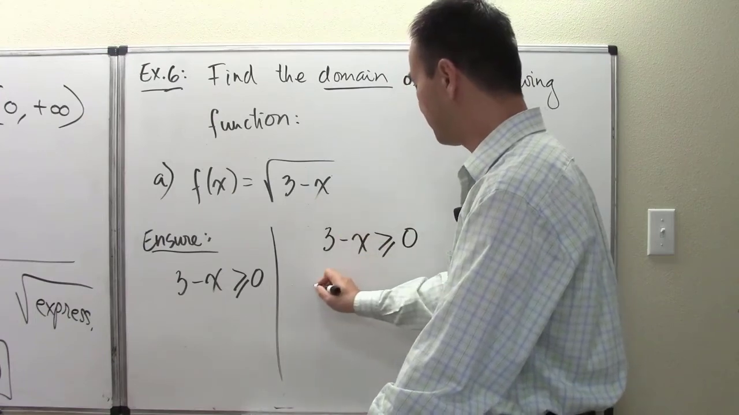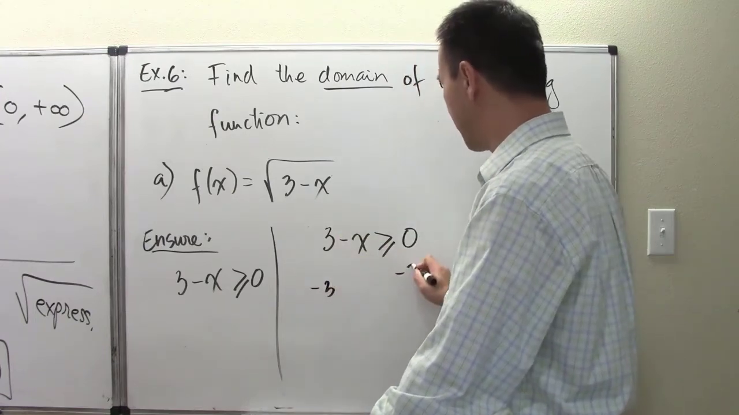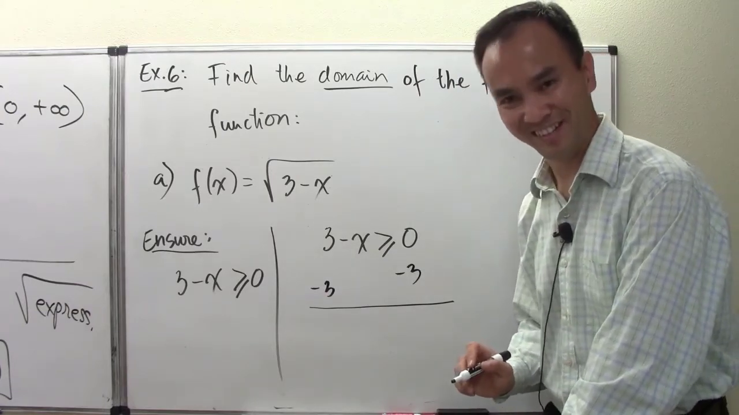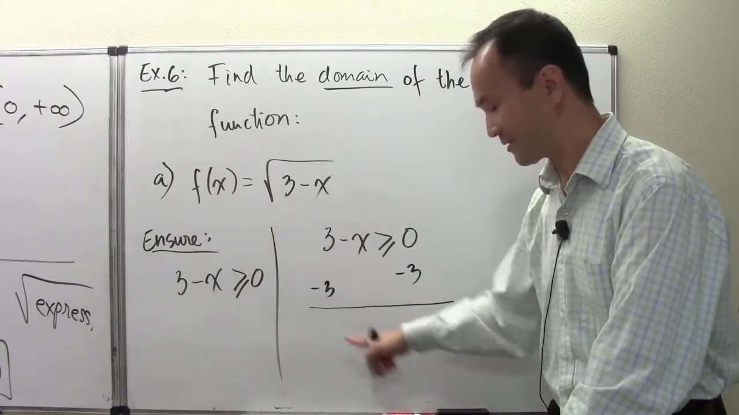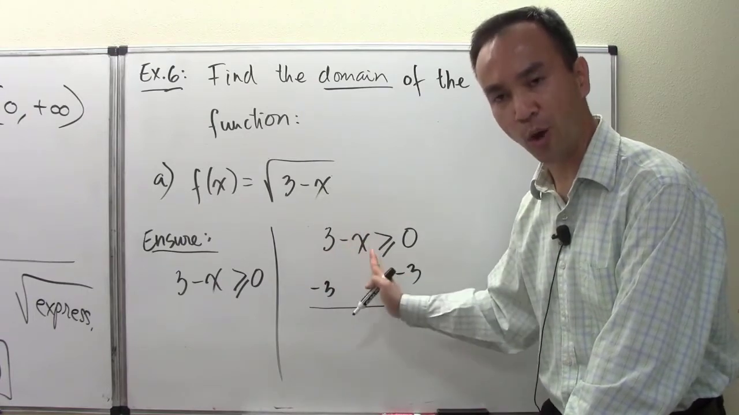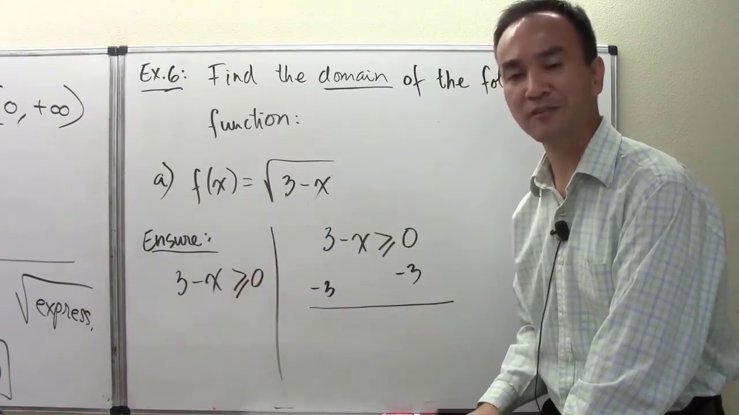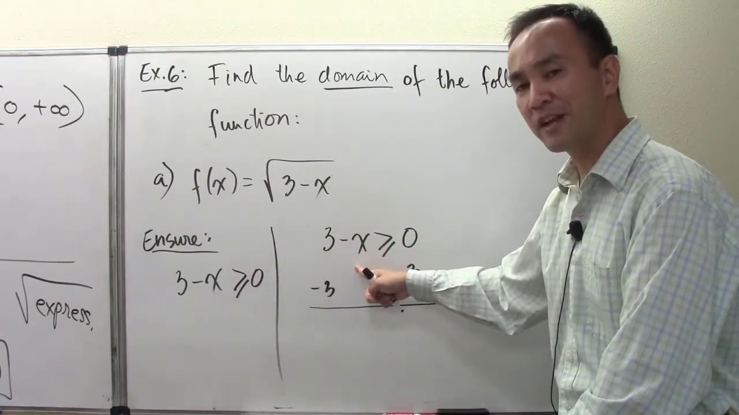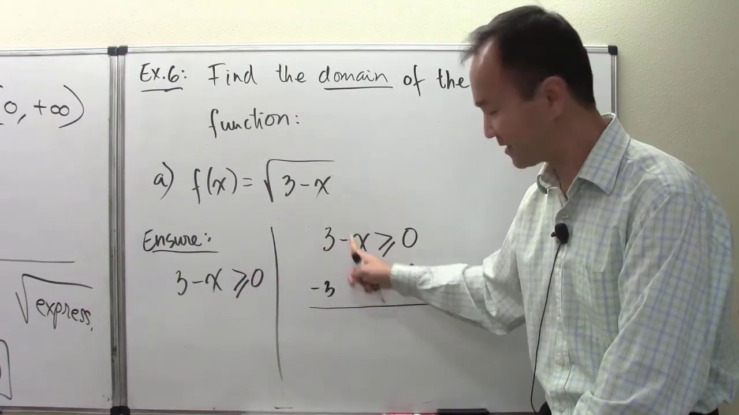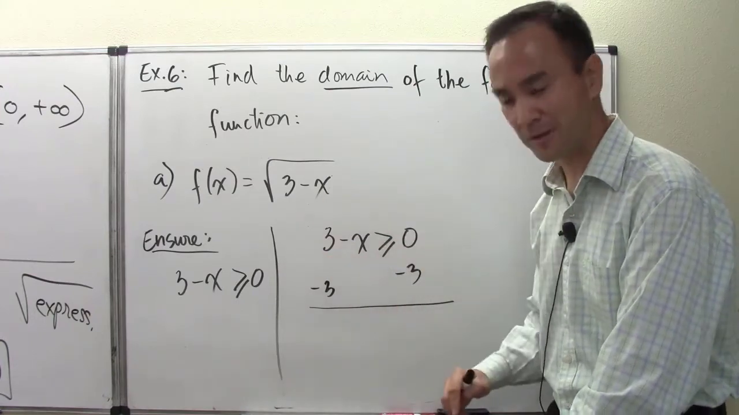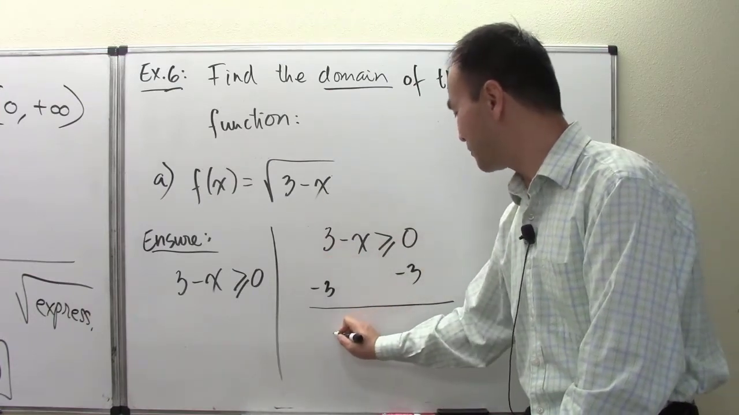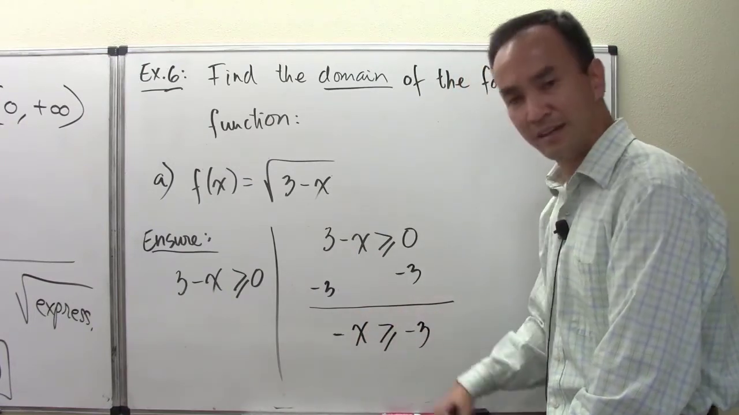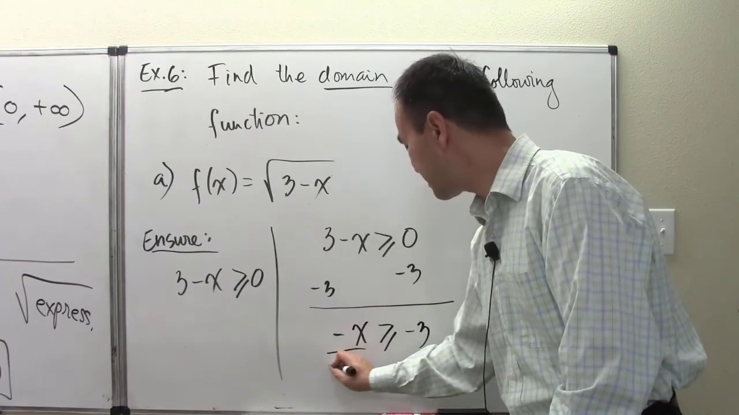I'm going to subtract both sides by 3. This work here must be familiar, isn't it? It's just the basic solving of an inequality that you've learned from your previous course. Because right now what we have is an inequality, and now we're going to solve for the x values that satisfy this inequality. So we're now looking at minus x to be greater than or equal to -3. I am going to divide both sides by -1.